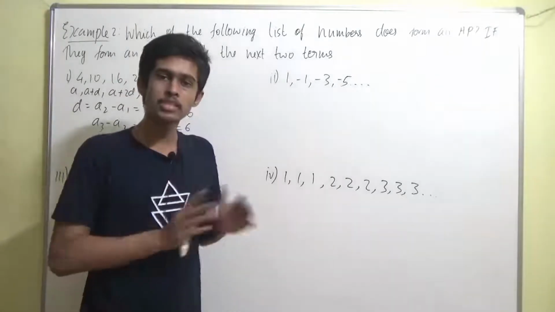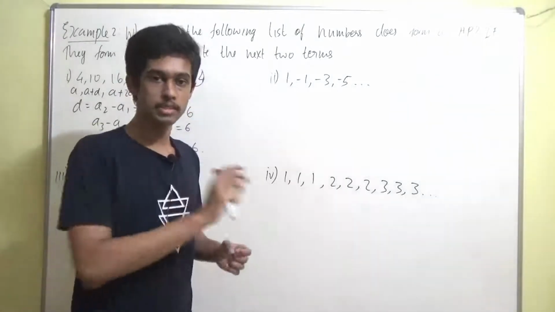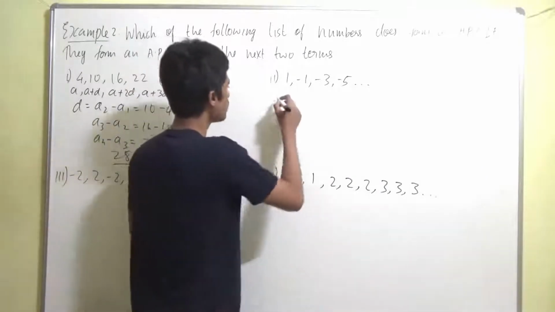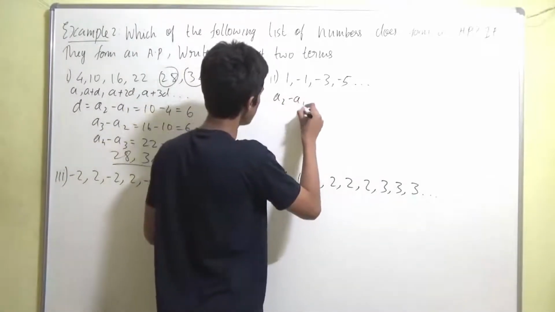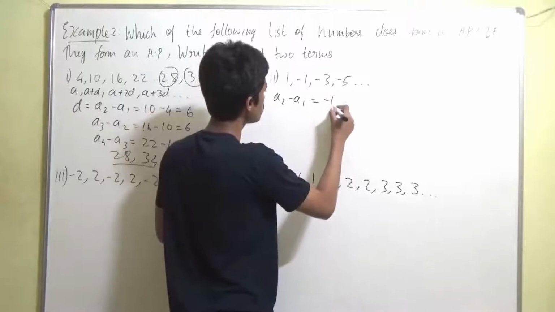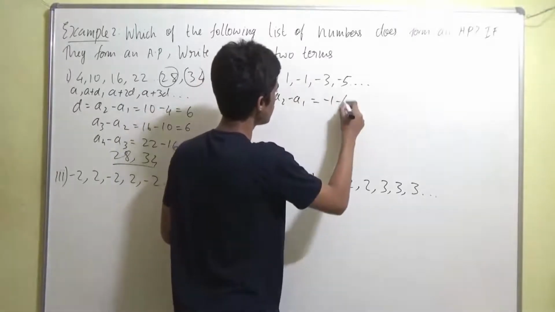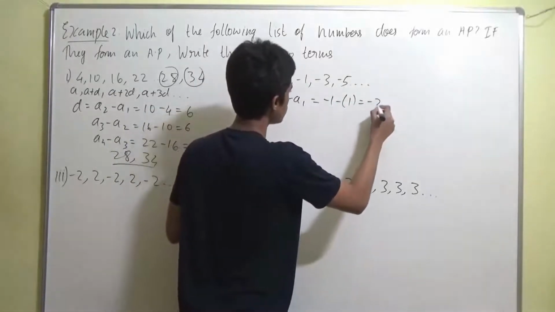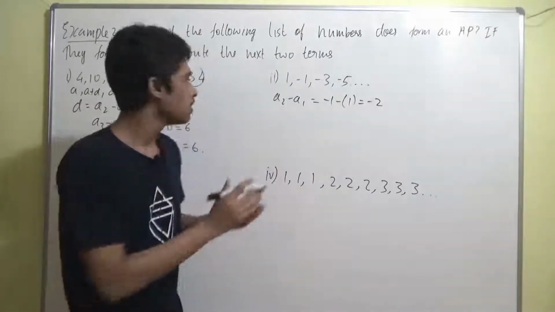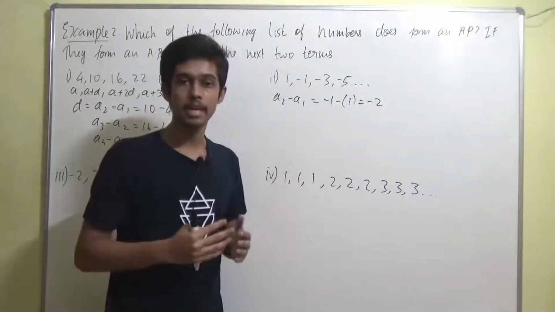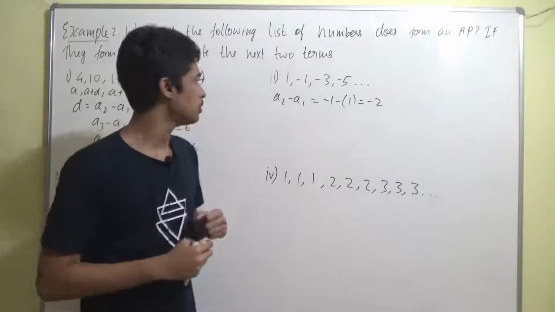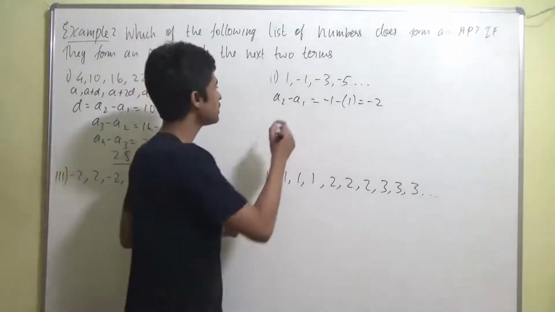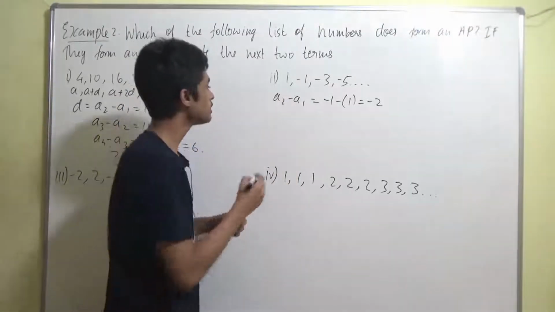Okay guys, so let's first check whether the common difference is the same throughout the terms, right? So what we'll do is A2 minus A1. If you do this, you'll get minus 1 minus A1, which is 1. So you'll get minus 2. Okay guys, so the common difference between the first two terms, that is A1 and A2, you're getting as minus 2.